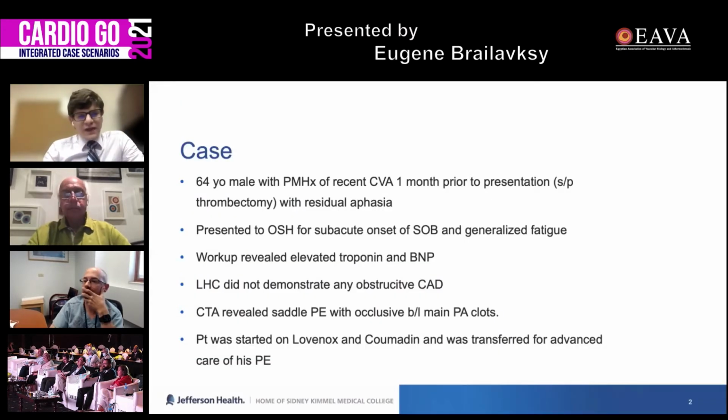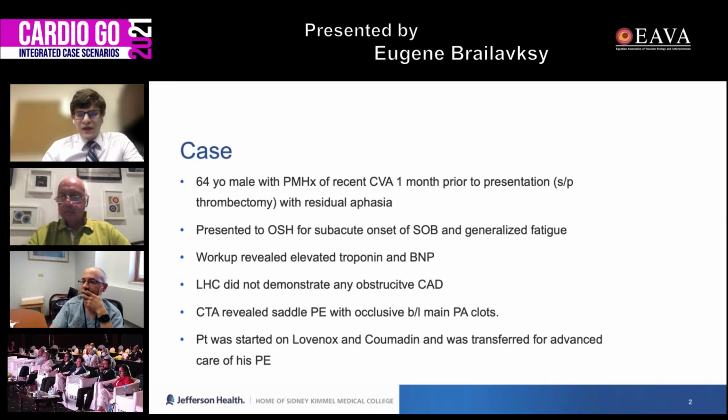So I'll start with the case. This is a 64-year-old man that we saw after recent CVA. He had a stroke about a month prior to presentation and went through thrombectomy and had some residual aphasia. He then presented to an outside hospital with some shortness of breath and generalized fatigue. He had a workup that revealed positive biomarkers, with troponin and BNP being elevated.